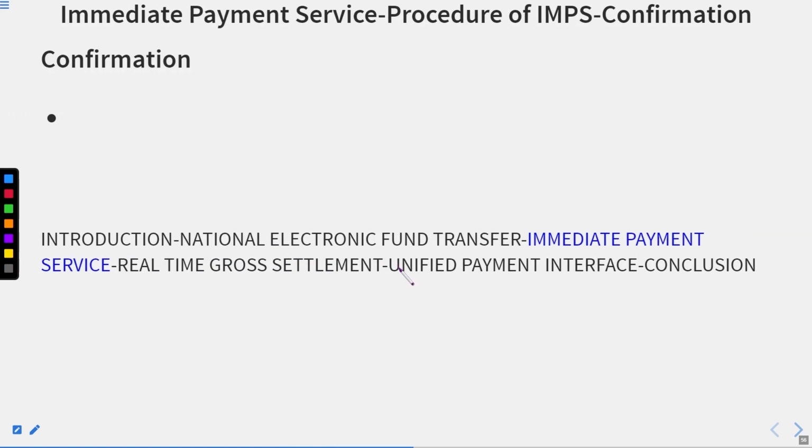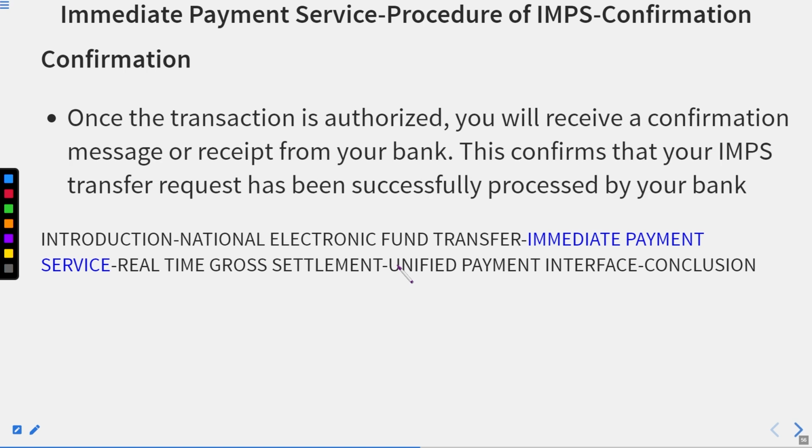Thereafter, we have the confirmation. Once the transaction is authorized, you will receive a confirmation message or receipt from your bank. This confirms that your IMPS transfer request has been successfully processed by your bank.